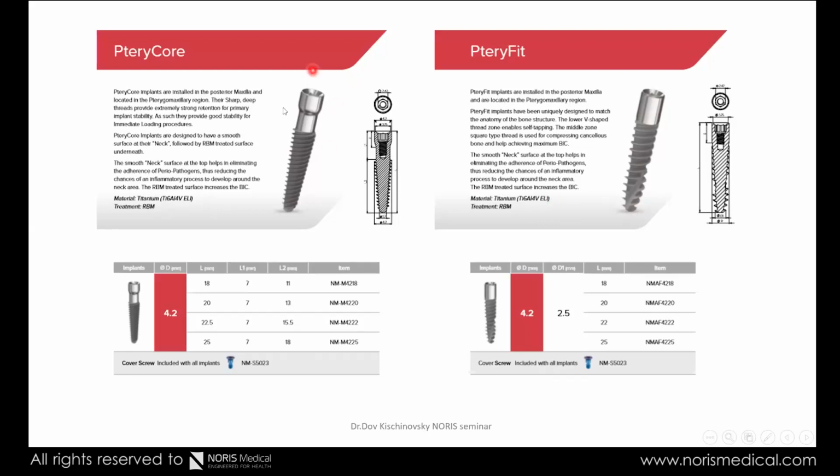We also have another implant, which is called TerryCore. It's an extension for the cortical implant. You see, it has a very similar geometry to the cortical implant, and also a machined neck working the same way as this implant. So we have two options for pterygoid implants.